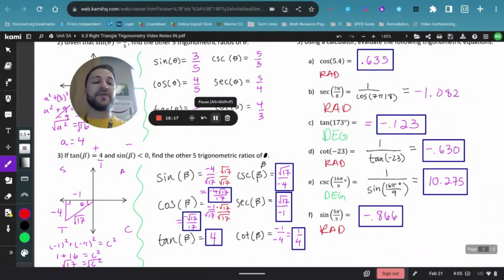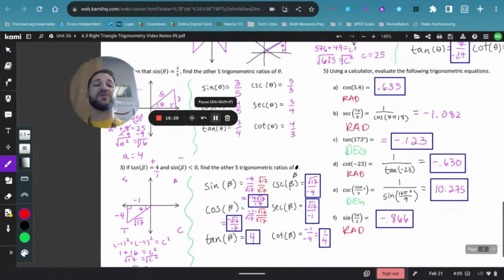If you're not, please feel free to come to tutorials, ask questions with any of these. This is the 6.3 right triangle trig notes, so make sure you do the 6.3 right triangle trig homework to help practice, and then you have those review questions as well.